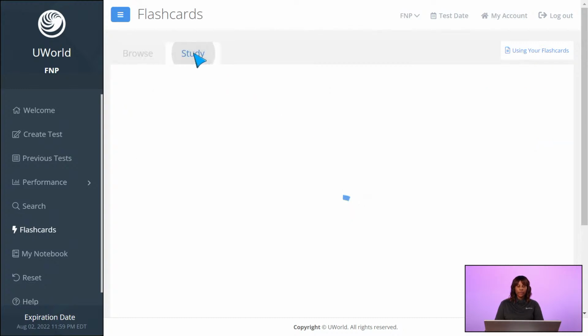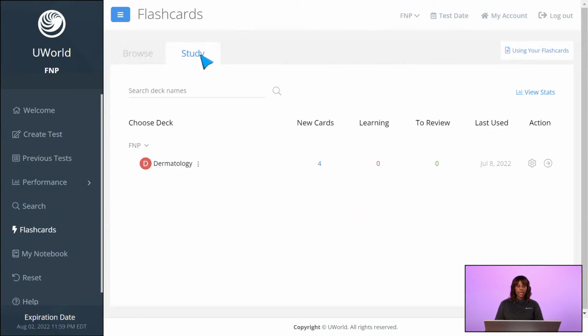So one really cool thing, if you go up to study, you can choose multiple decks. If you go through and you do dermatology, if you do respiratory, if you do cardiovascular, you can make different decks of different flashcards for you to study. For us today, since we're doing dermatology, it's already had 4 cards in it.